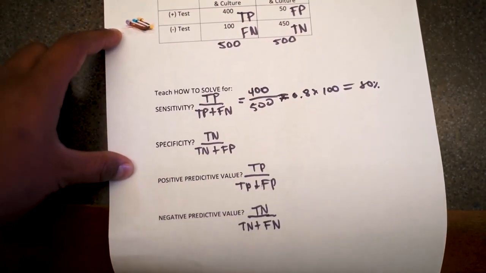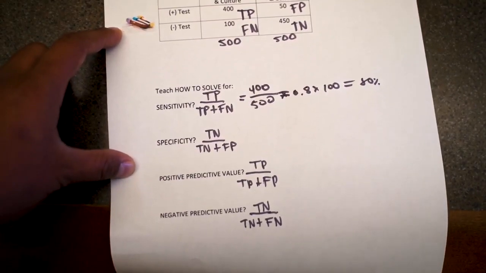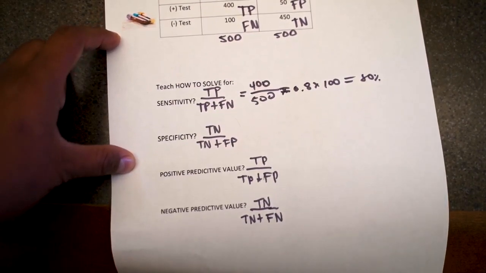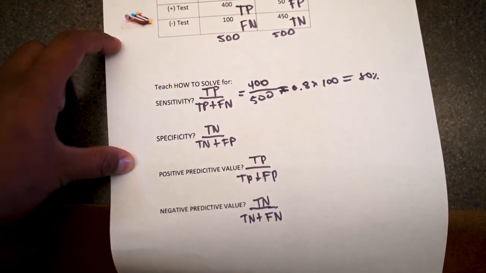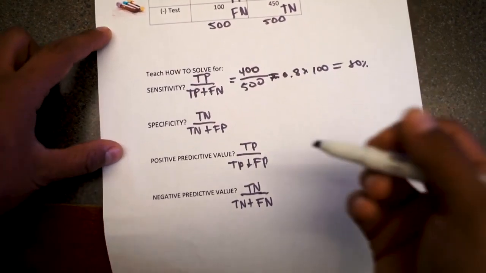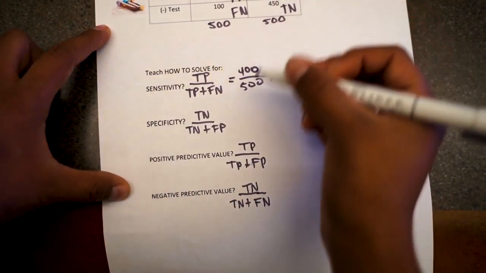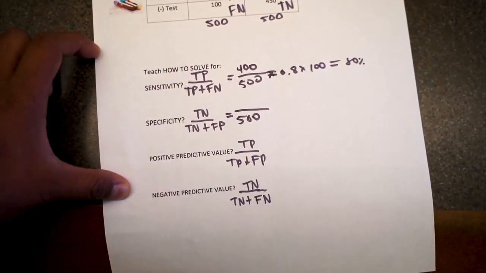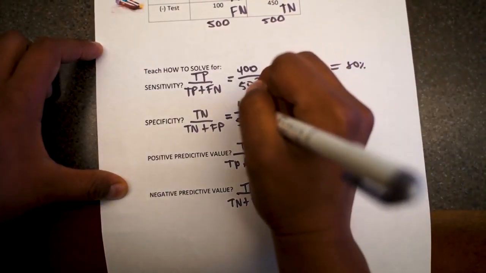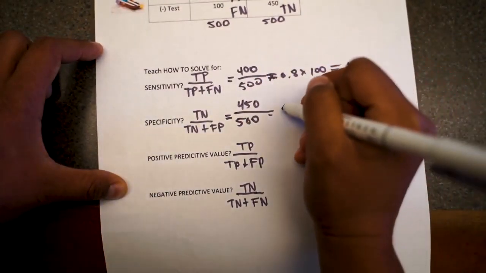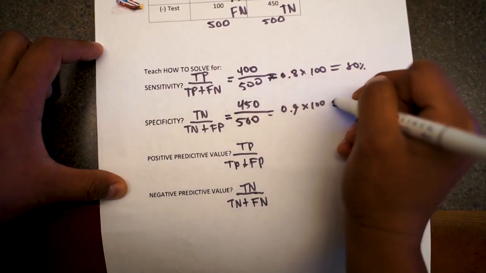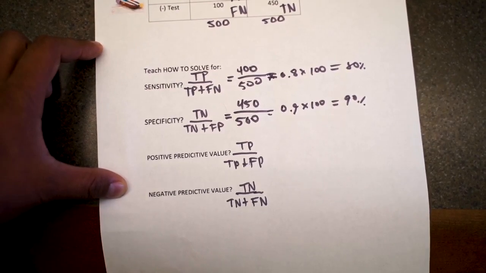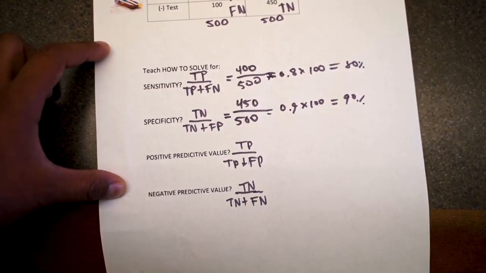We move on to solve for specificity, which is the ability of the new test to correctly identify those who do not have the disease. What is the ability of the new test to find true negatives? So we can go ahead and plug in those numbers as well. We have true negative and false positive, which goes at the bottom, and that's 500, that's our healthy individuals. And then we look for true negative, in this case it is 450. Once we divide, we get 0.9 times 100 equals 90%. So we have a 90% true negative rate.